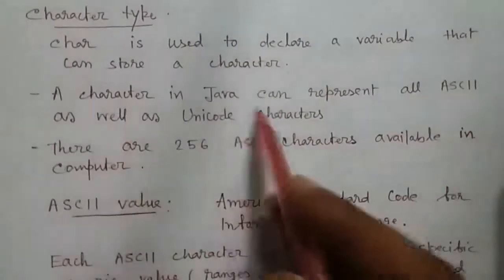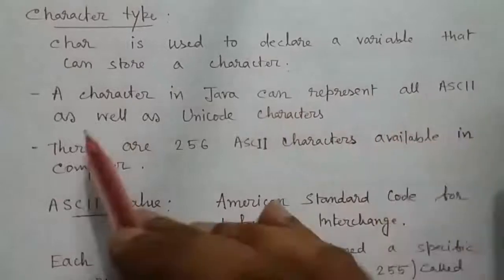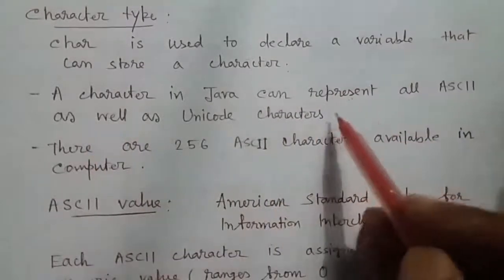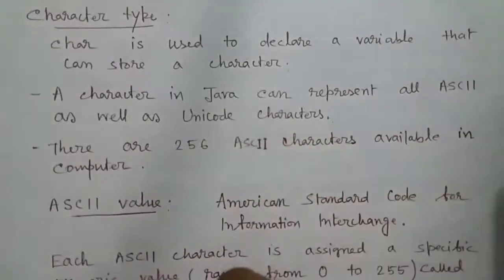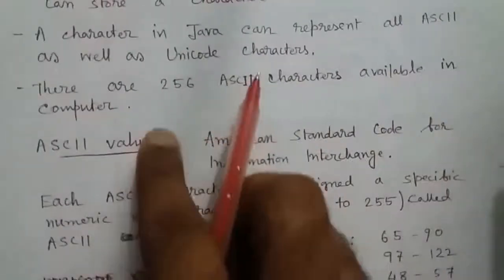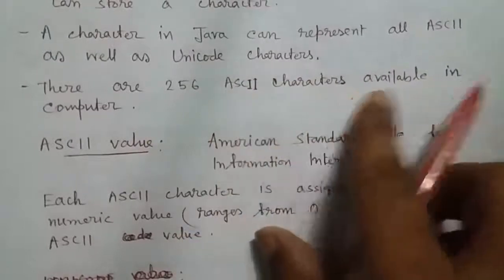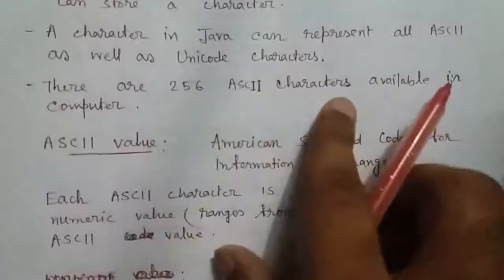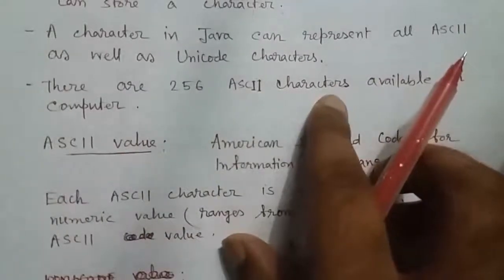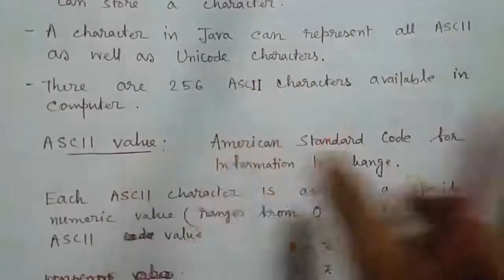So a character in Java can represent all ASCII as well as Unicode characters. Now you will ask me, what are ASCII characters and what are Unicode characters? Well, there are 256 ASCII characters available in computer. Remember, 256 ASCII characters available in computer.